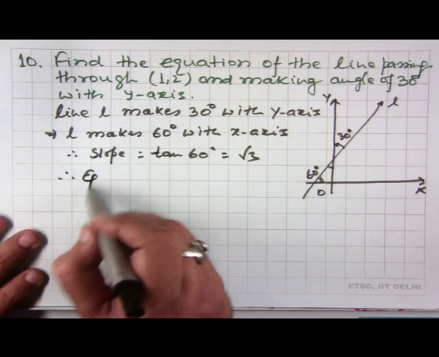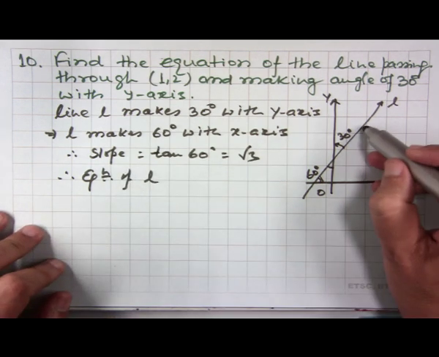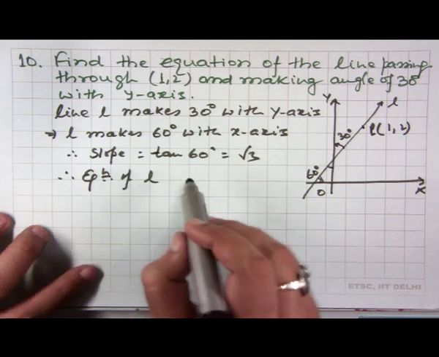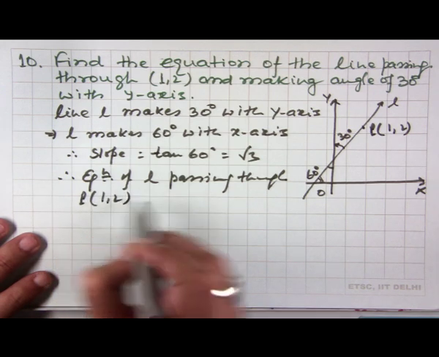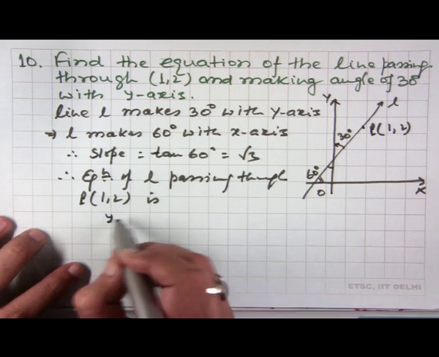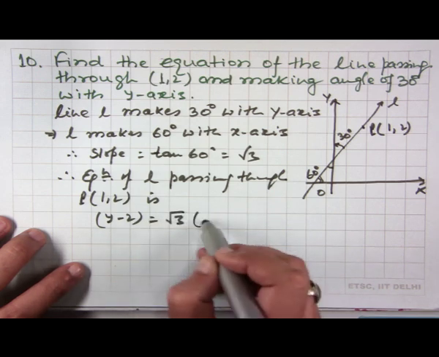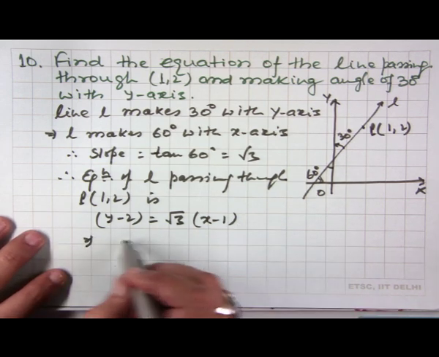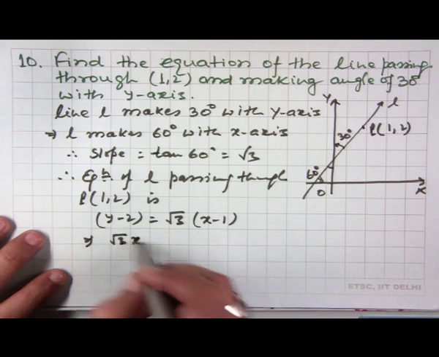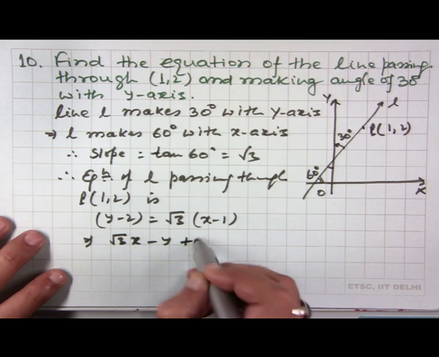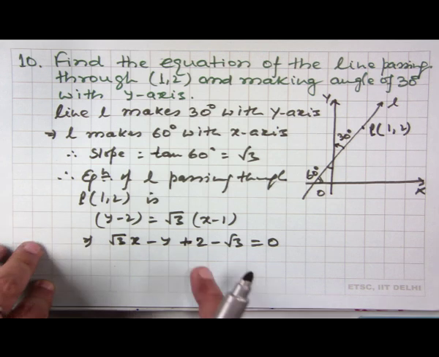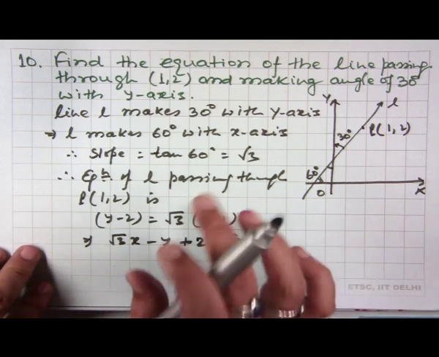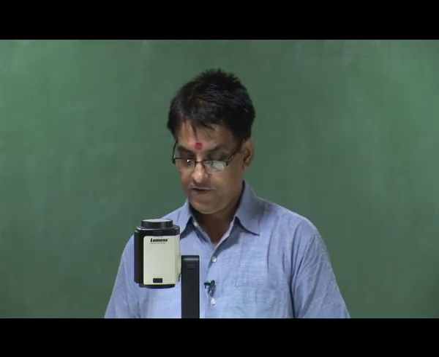So equation of line, so equation of L which is passing through P(1, 2) is y minus 2 equal to root 3 times (x minus 1). So this implies root 3x minus y plus 2 minus root 3 equal to 0. Here 2 minus root 3 is the value of c. So this is the equation of line for the given formation.